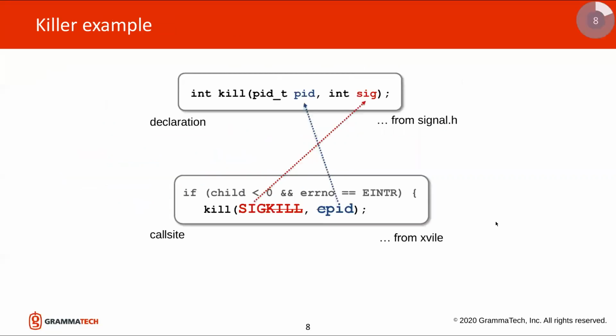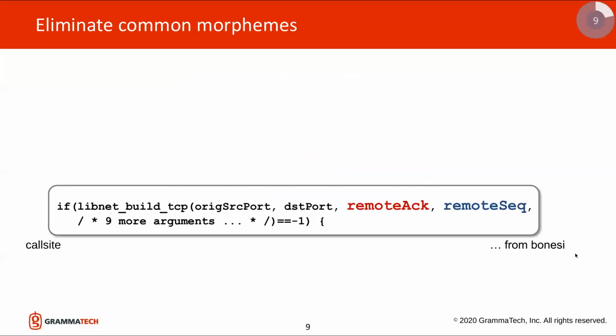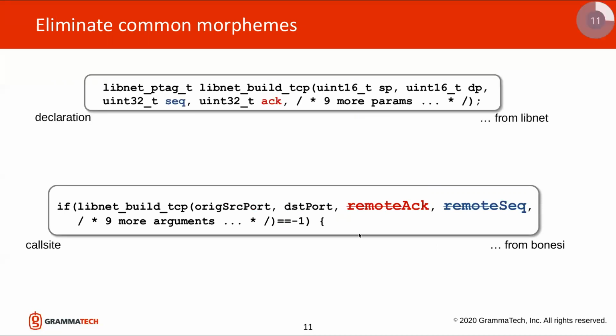If we split names, the correspondence of swapped arguments becomes pretty clear. We have sig mapping to the second parameter and pid mapping to the first parameter. Another trick that we employ throughout our checker is to eliminate the morphemes that are common to the pair of names that we are considering. In this call site, for the two highlighted arguments, the morpheme remote is common, so it is eliminated. If we take a look at the declaration of this function, sequence appears before acknowledgement, and the swap becomes obvious because of the common morpheme elimination.